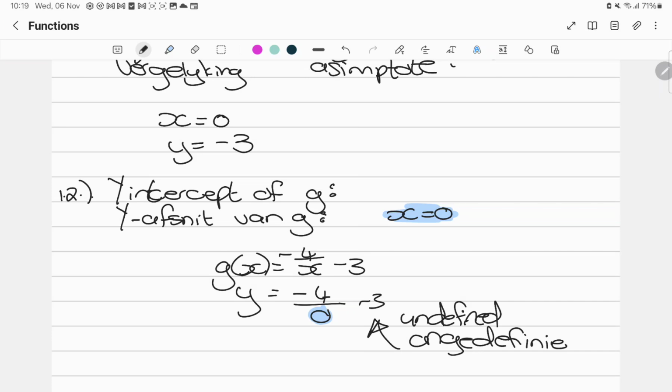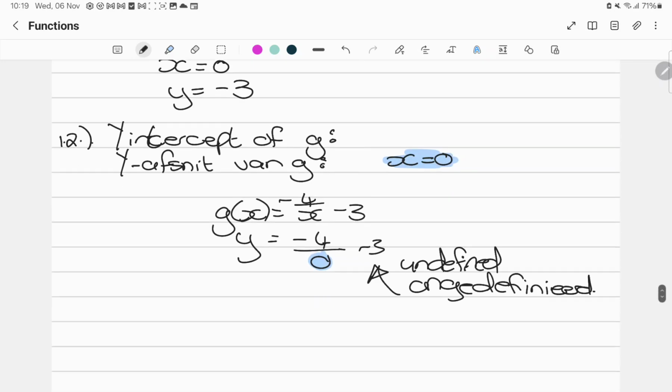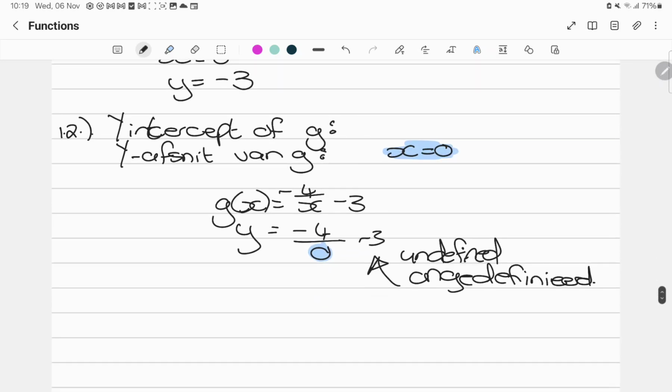Okay, and what I wanted to show you here is why do we say that x equal to 0 is the asymptote? X equal to 0 is an asymptote because you cannot divide with 0. So there is no y-intercept. So if I, for example, ask you why can there not be a y-intercept for g, hoekom kan daar nie 'n y-afsnit vir g wees nie? Then you show that you cannot substitute a 0 there and it gives an undefined answer.